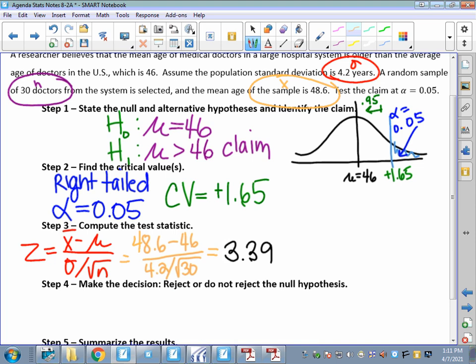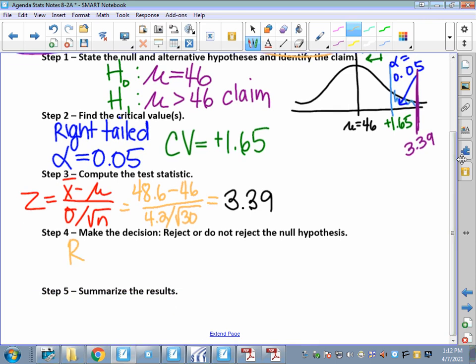So here's what we're doing. Here's what our decision is. Our picture comes back to us. So I know that everything from 1.65, my critical value, to the right is shaded. 3.39 would fall somewhere out here, right? That's going to fall in that critical region. Well, if it's in the critical, aka rejection region, we reject.